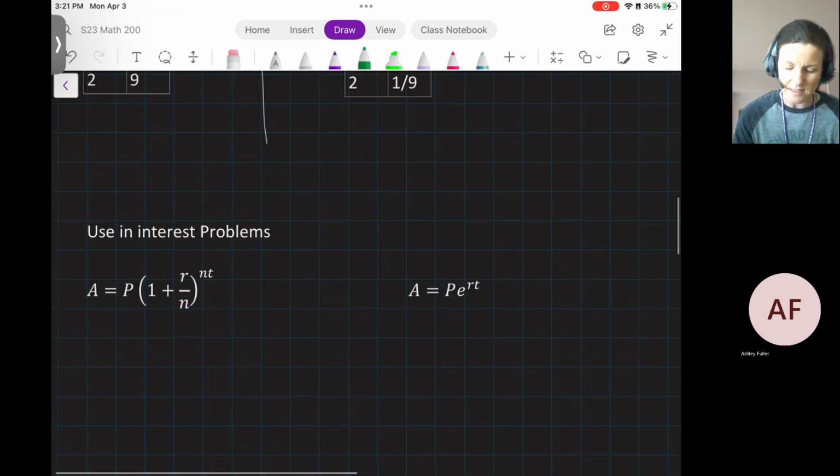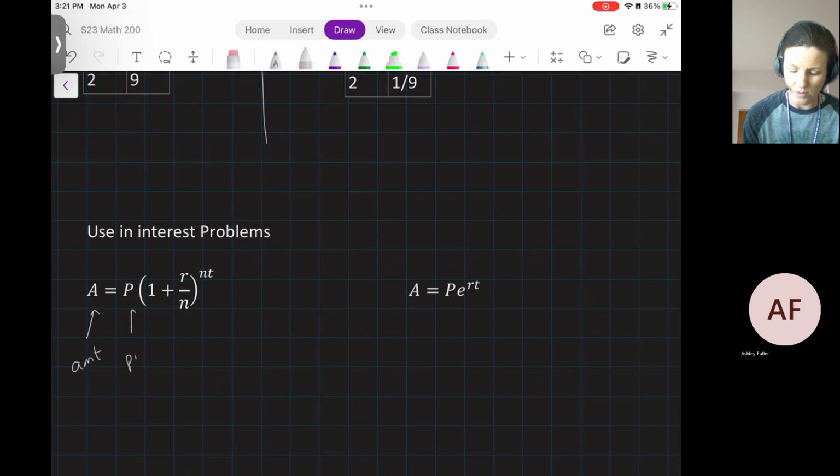One of the biggest places that exponentials are used is within interest problems. Just want to make sure you know the pieces of these interest problems. In this case, A is the amount that we're trying to find after a certain amount of time t. P is the principal value or the amount that we're putting in. R is the interest rate, and it must be expressed in decimal form.